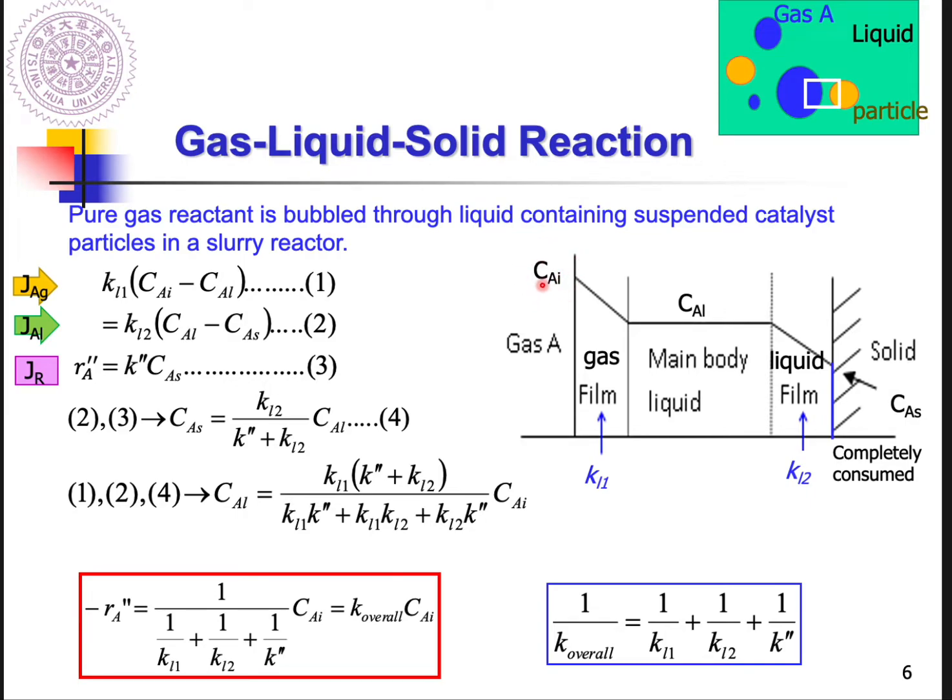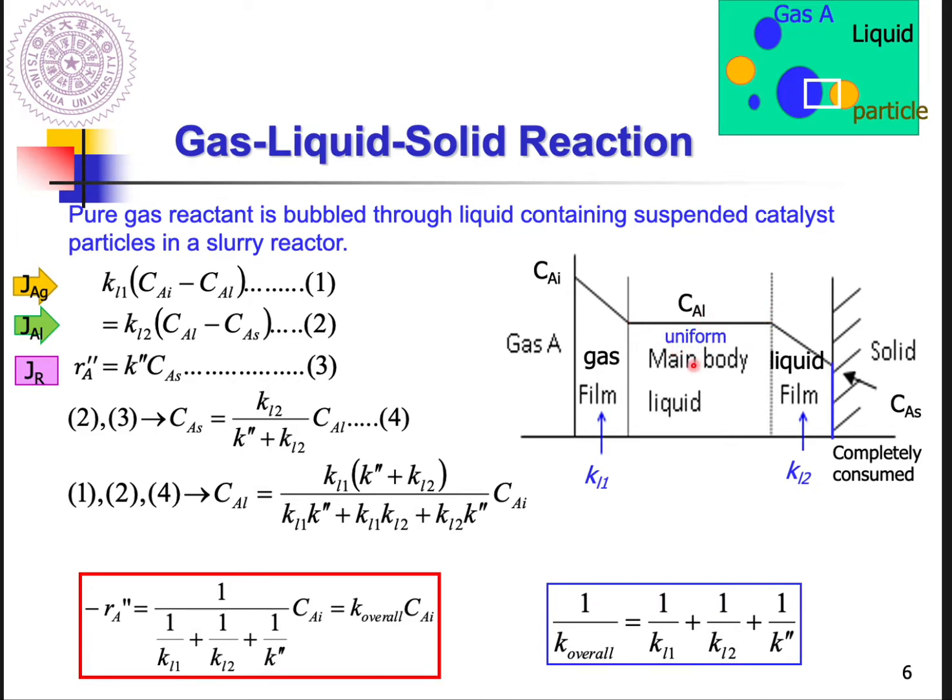Okay, and we write down the concentration of reactant A in the gas phase. Because we know the concentration, we call it CAI here. And reactant A is going to diffuse through this gas film. So we get the transport coefficient equals the diffusivity of reactant A divided by the thickness of this gas phase layer. We call it KL1. And then reactant A is going to diffuse through this main body. And here we write down the concentration, which is kept uniform.